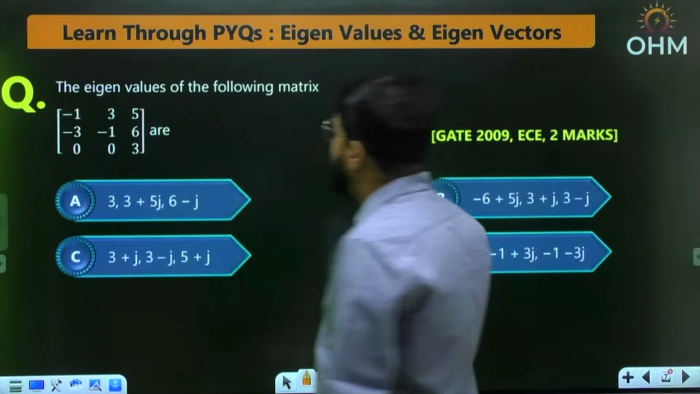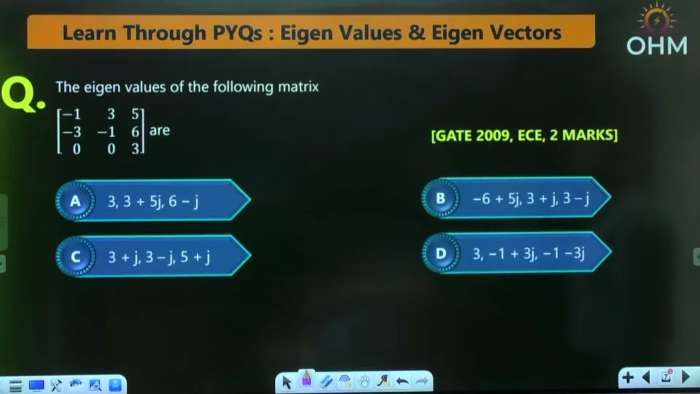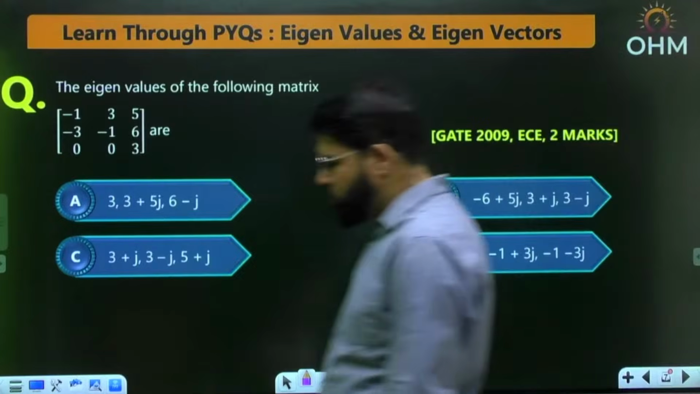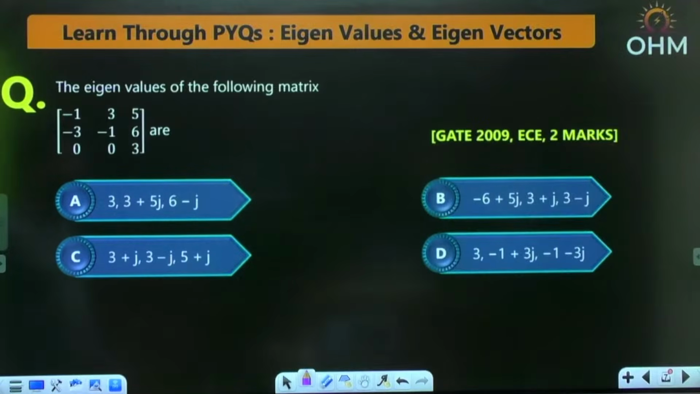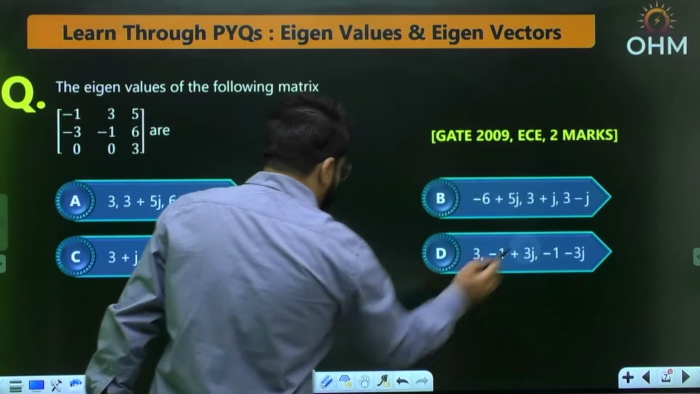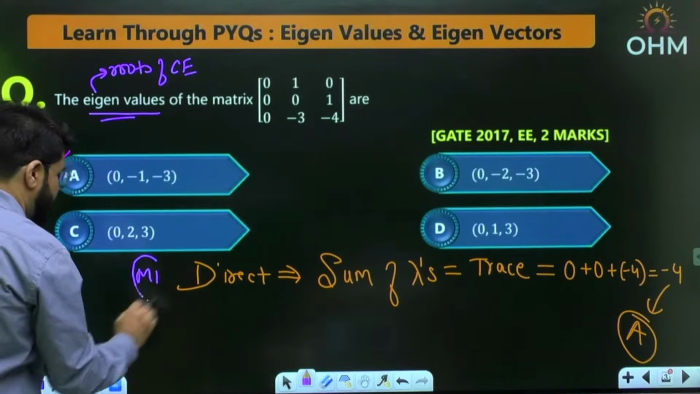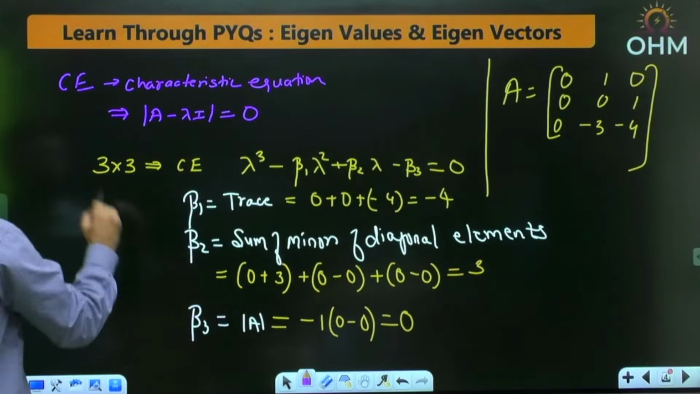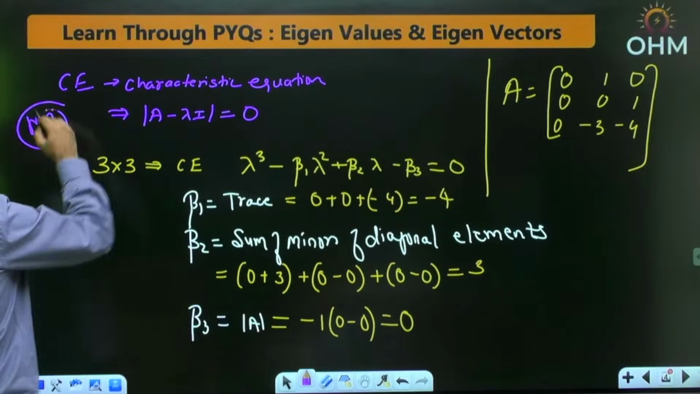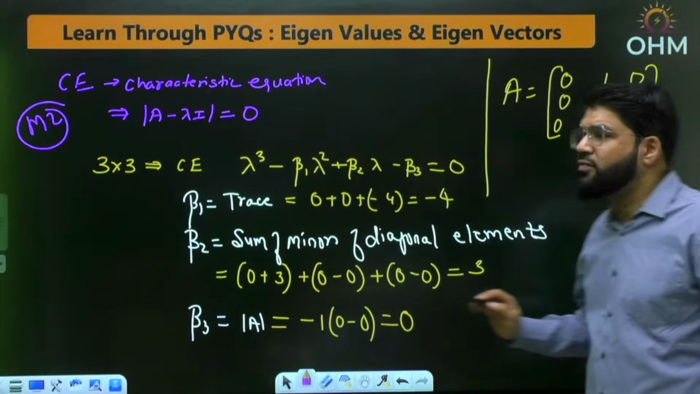Now taking you towards an old question, GATE 2009 EC 2 marks question. Again, look into this 2 marks question. Now I will tell you two different methods. The previous question: this is the direct method, and this is method number 2, where you solve by forming the characteristic equation, but it is not required in many of the cases.